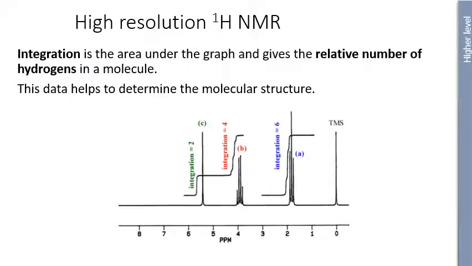So another important aspect of high resolution NMR is integration. Integration is the area under the graph and gives you the relative number of hydrogens in a molecule. This also helps you in determining the molecular structure. That's quite useful. And in your data booklet you will have associated values for all these signals, so you can work out where these signals are coming from.